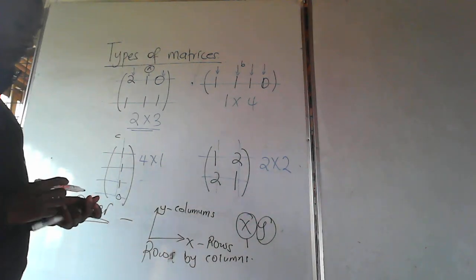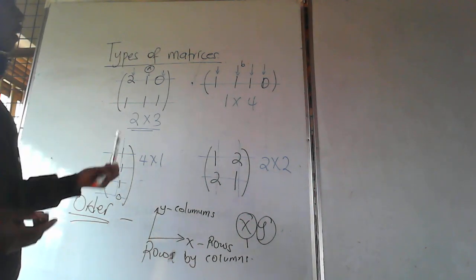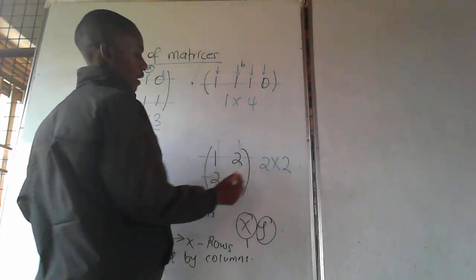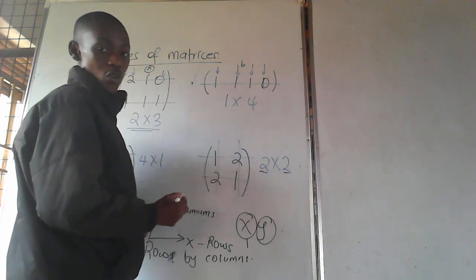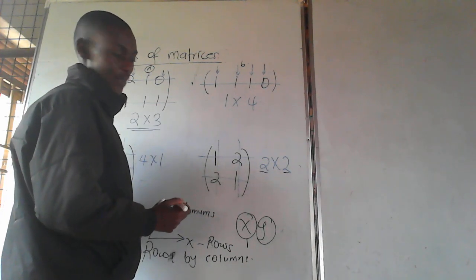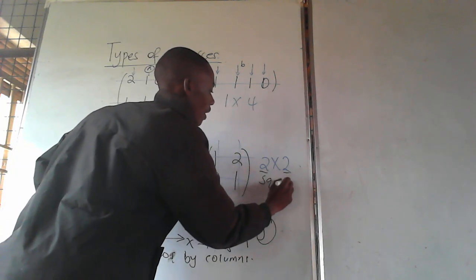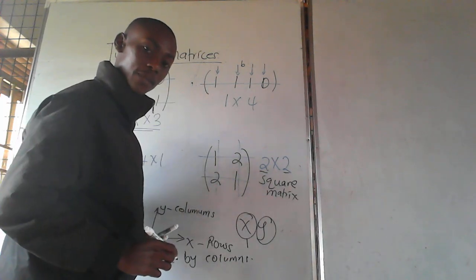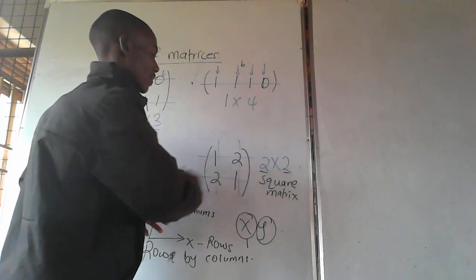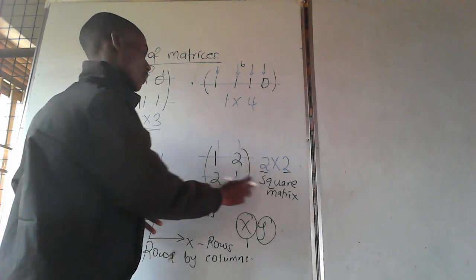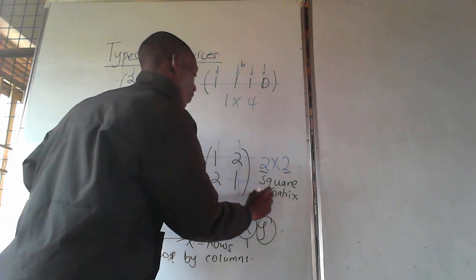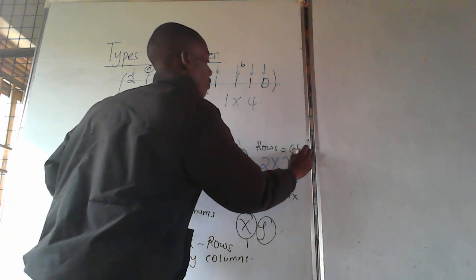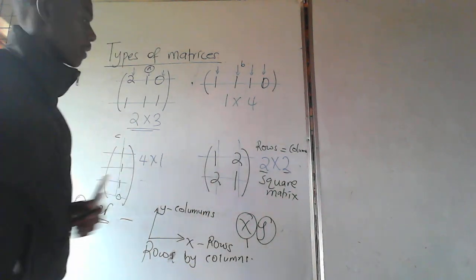So most times when we are defining all types of matrices, we base on the order. If the number of rows is equal to the number of columns, we call that one square. So this is a square matrix. Why is it a square matrix? Because the number of rows is 1 2, and the columns are 1 2. So a square matrix is a matrix where rows equal columns.